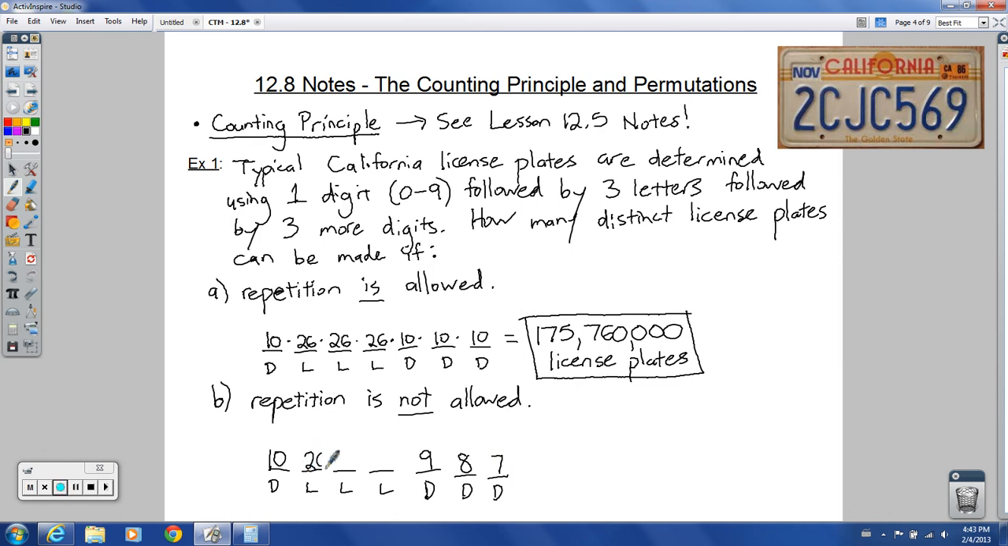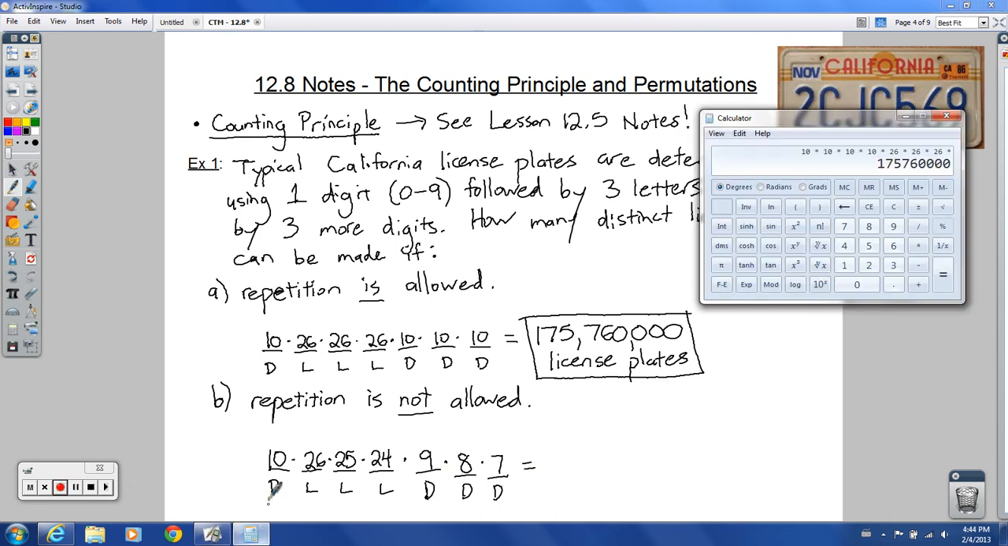Letter-wise, you're going to have 26, and then 25, and then 24. Still multiplying it together, still using that counting principle where we multiply the total number of ways all together for our total number of choices. Definitely going to want a calculator for this one. Let's see what that is. So we have 7 completely different numbers.